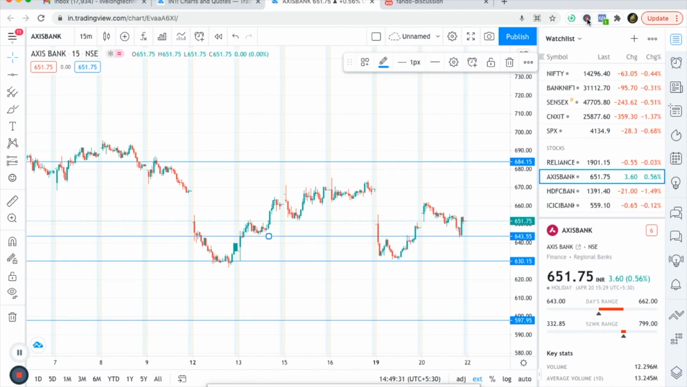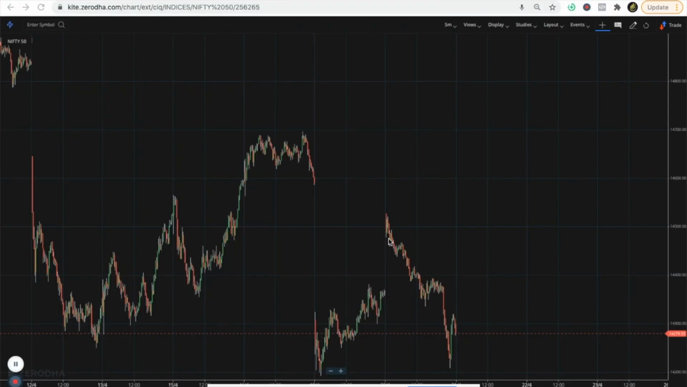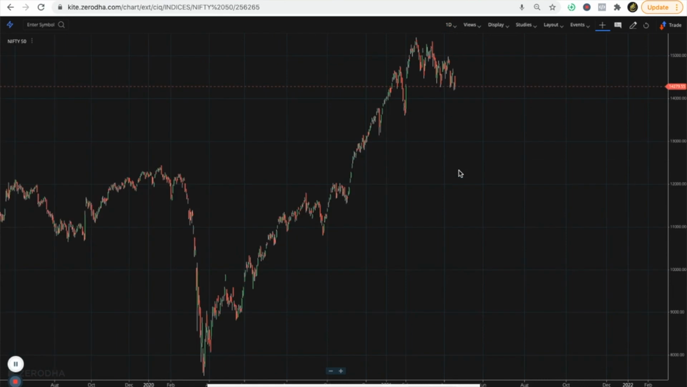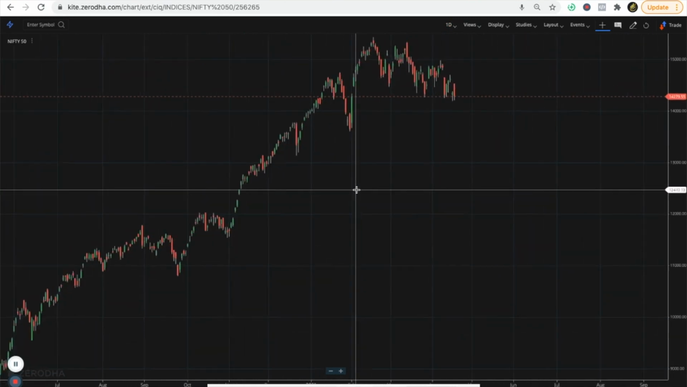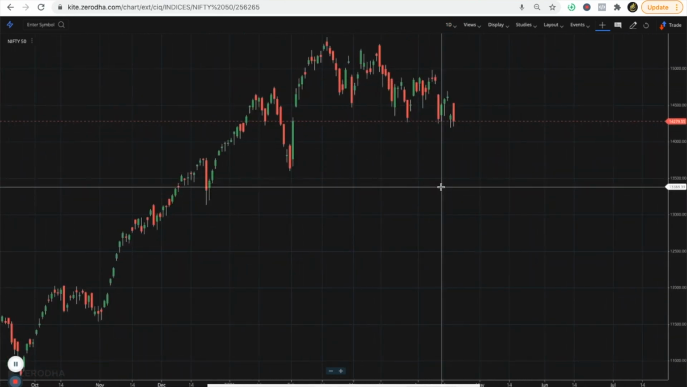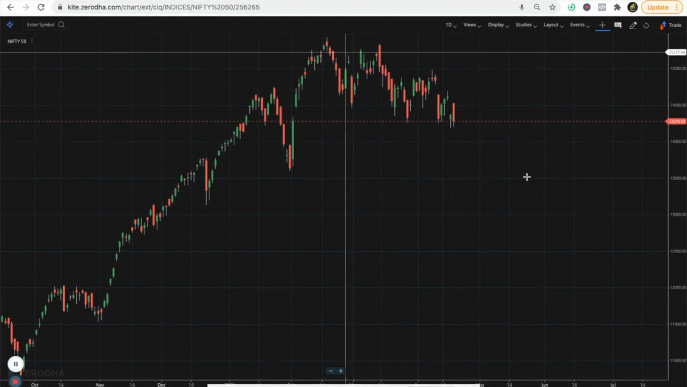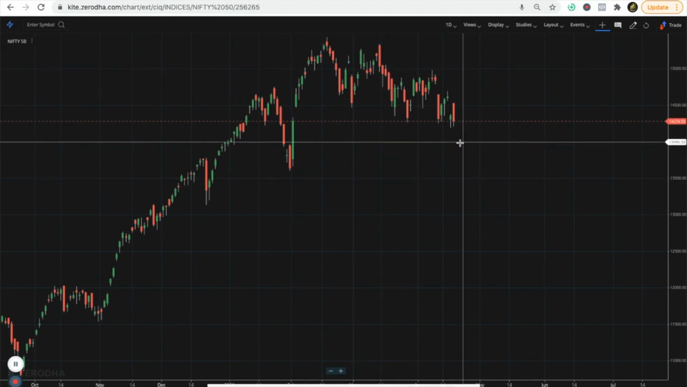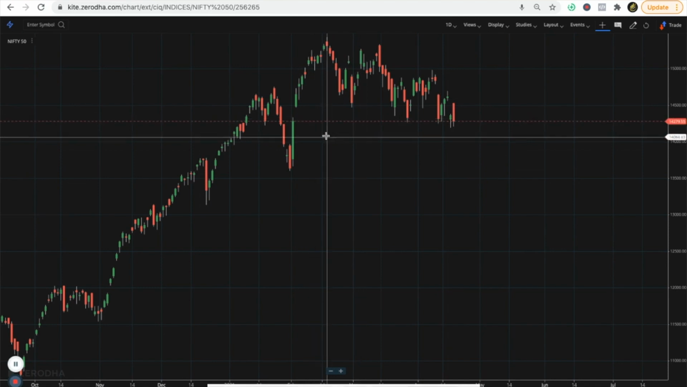So let's take an exercise where we are analyzing levels on Nifty. Let's start from the larger time frame, that is the 1 day time frame. How does the trend in Nifty look? This is looking bearish. The entire thing is looking bearish.